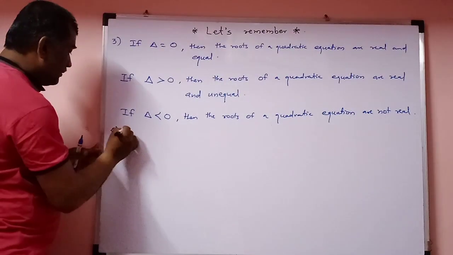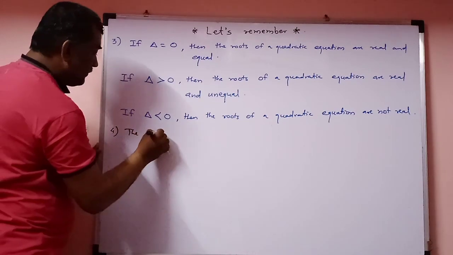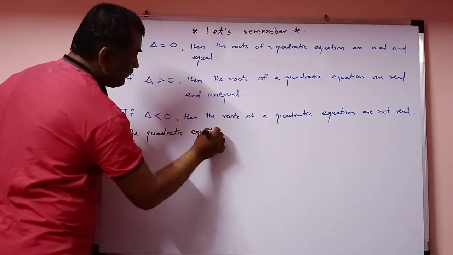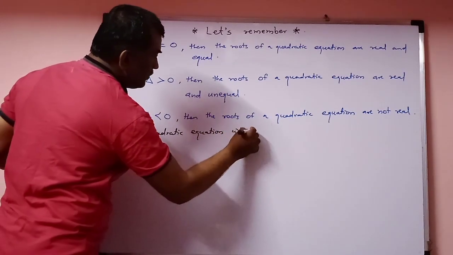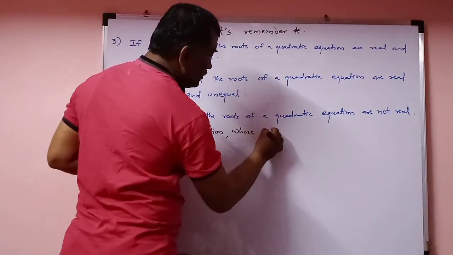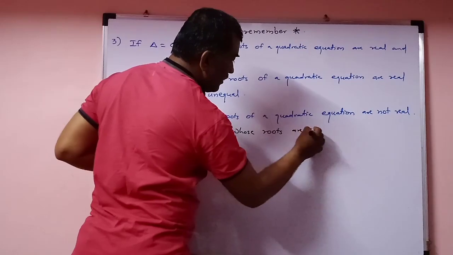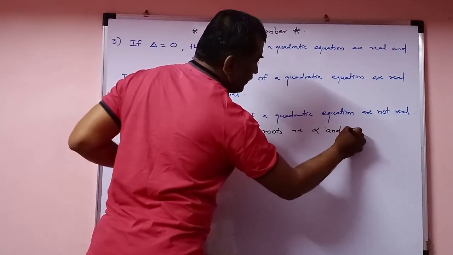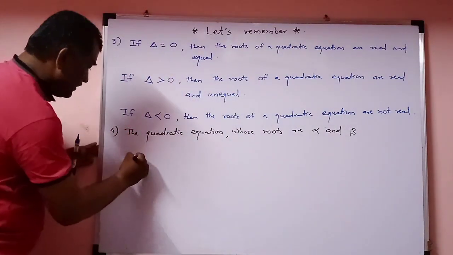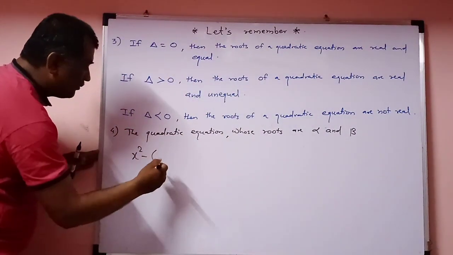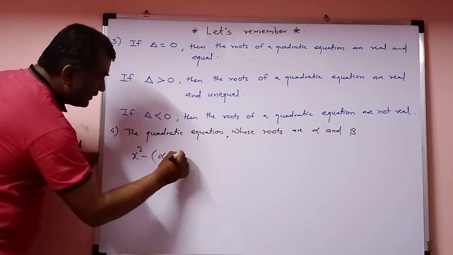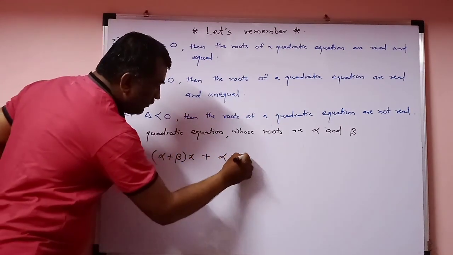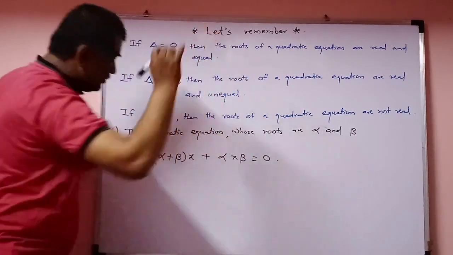Then fourth point, the quadratic equation whose roots are alpha and beta. Quadratic equation is x square minus into bracket alpha plus beta x plus alpha into beta is equal to 0.